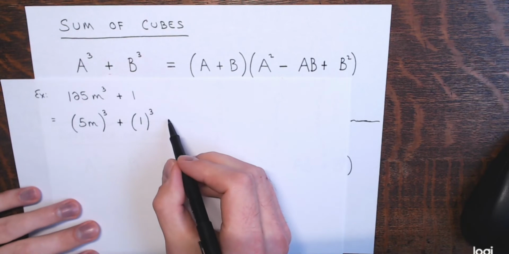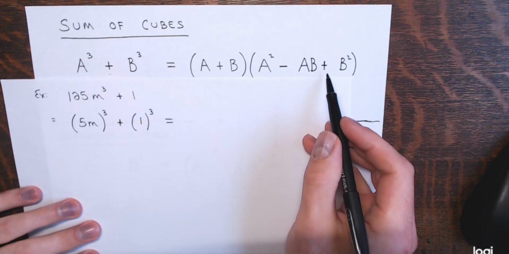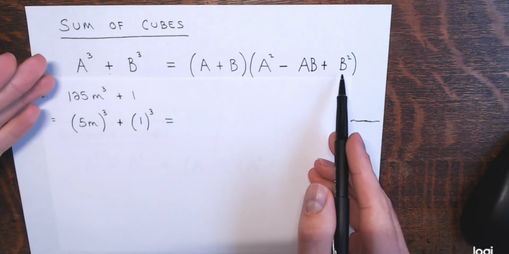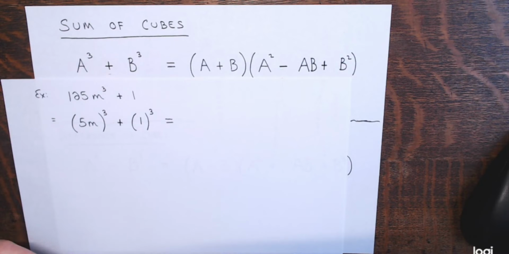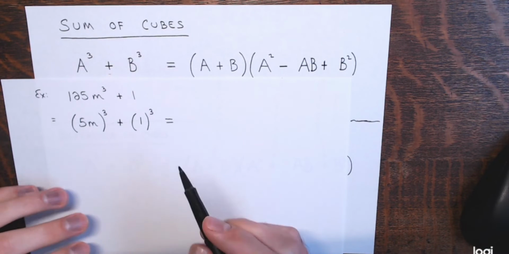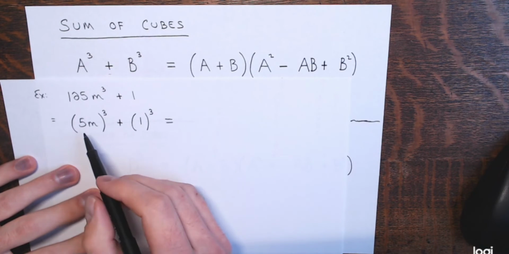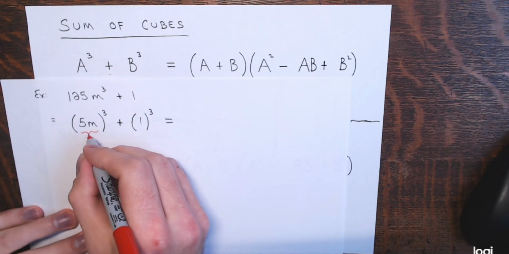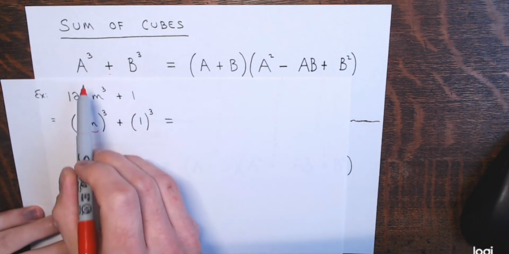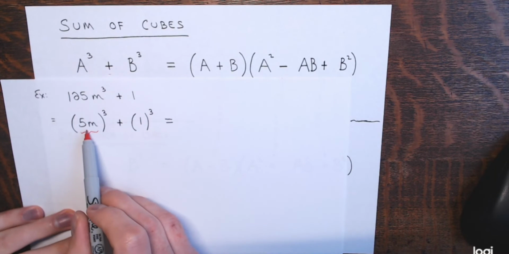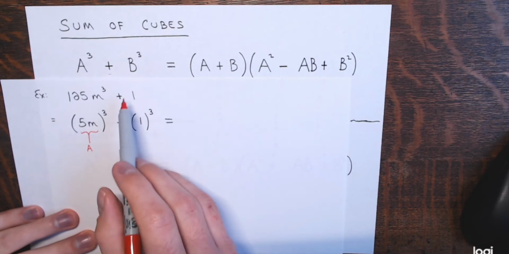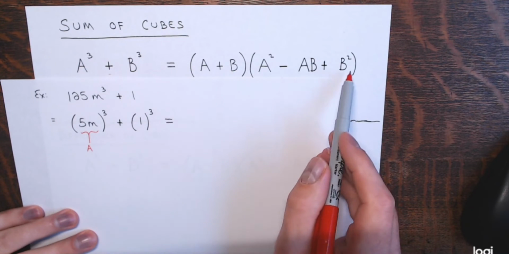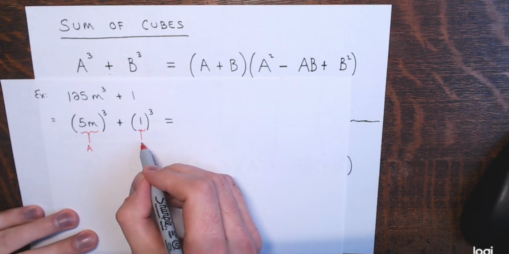And now I'm just going to go through my little formula. I would highly recommend you memorize these. It's probably the only way you're going to be able to do these sums of cubes and differences of cubes quickly. So again, going through the formula here, I'm just going to replace every single a with 5m. That's the capital A in my formula, going to be this 5m. And I'm going to replace all the capital B's up here with 1.